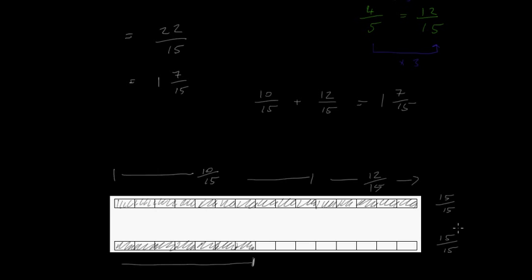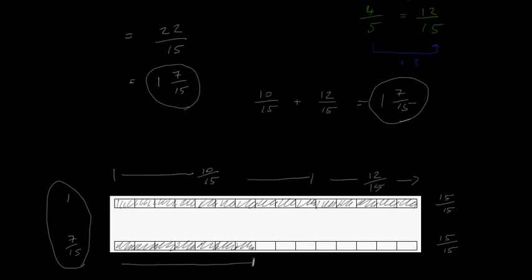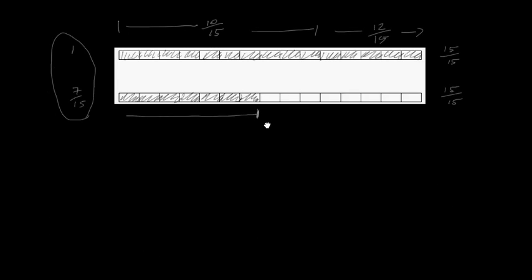So what did I end up with? Well, I ended up here with a complete strip filled in, so that's 1. And I also ended up with 1, 2, 3, 4, 5, 6, 7 of these 15ths here. So this is what I ended up with, 1 and 7/15. And that's what I did get when I did it out using this method up here. So that's it for adding and subtracting. Actually, I might just do a quick subtraction just to show you how that works.